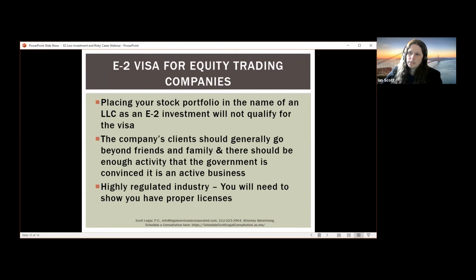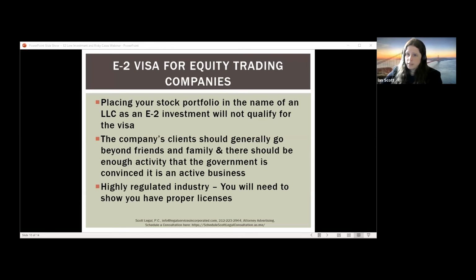So another risky type of E-2 business that comes up a lot are E-2 visas for equity trading companies. Similar to real estate, where placing a home you own in the name of an LLC is not going to be active enough, placing your stock portfolio in the name of an LLC as an E-2 investment is not going to qualify for the visa. The similar challenge to real estate is you have to convince the government you have an active business and you're not just engaging in personal trading or trading for just family and friends.